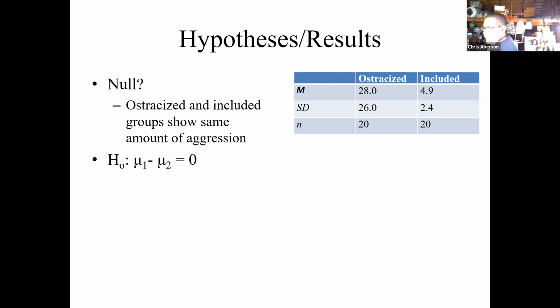All right, so the ostracized folks served an average of 28 milliliters, whereas the included folks an average of about 4 milliliters. Do the groups differ? Well, we don't know. Is this enough difference for us to say, wow, this wouldn't happen very often if the null hypothesis were true? That's the real question we want to ask, not just looking, oh, well, they look like they differ.